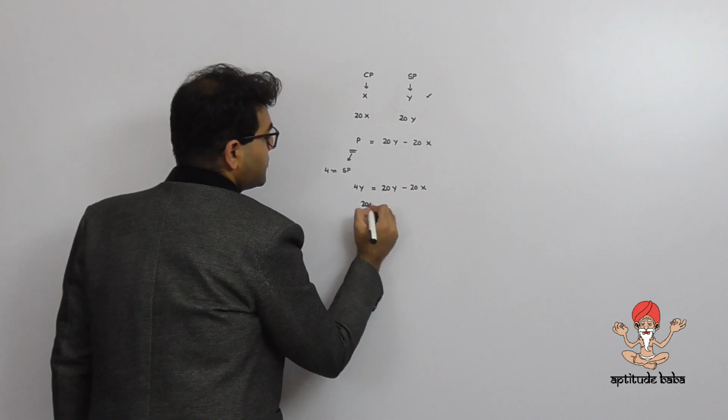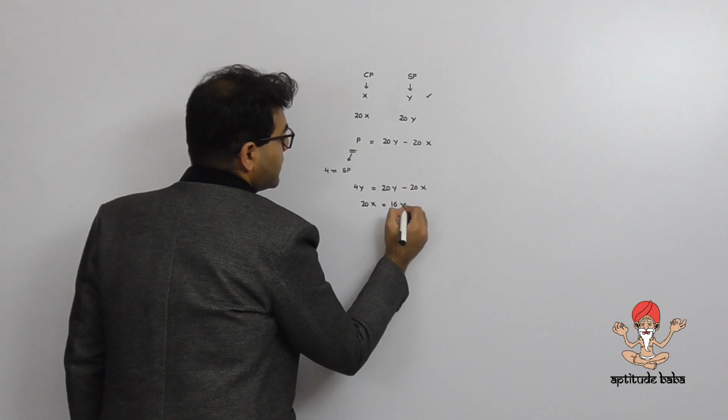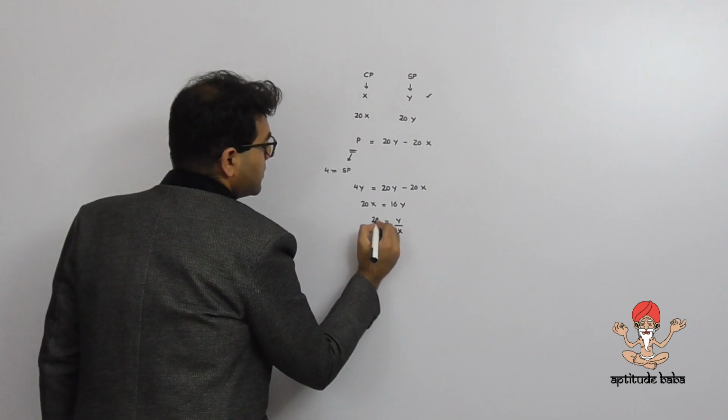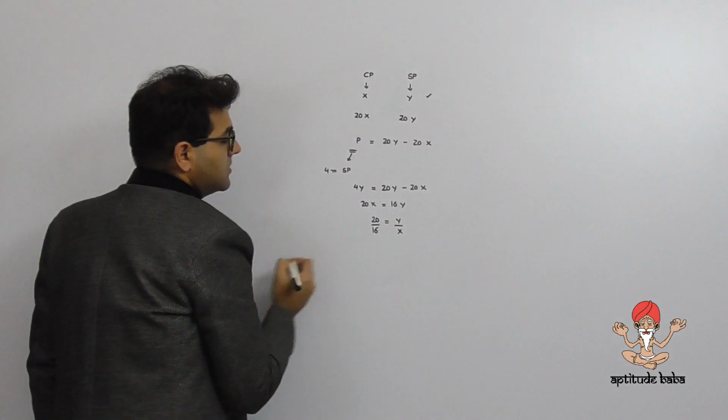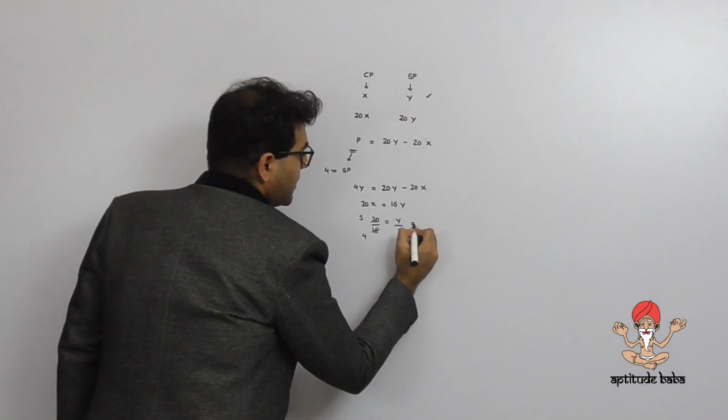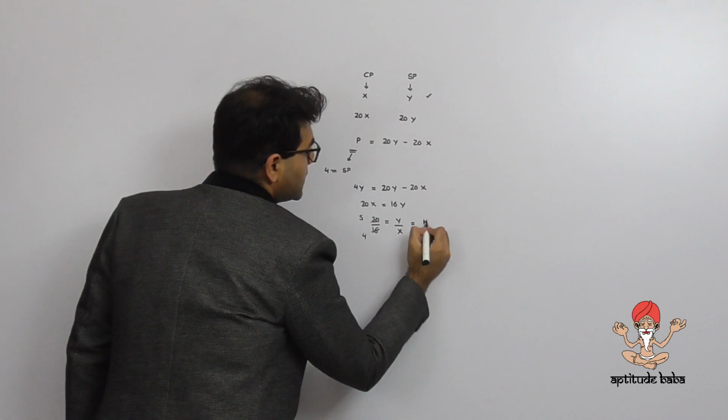20x comes to this side, and on the other side I have 16y. So what do I have here? I have y by x, which ends up becoming 20 by 16. Furthermore, this is 5 by 4. Your y by x represented your multiplying factor.